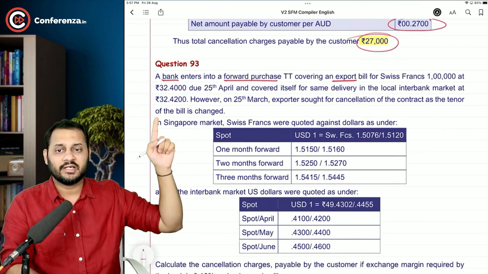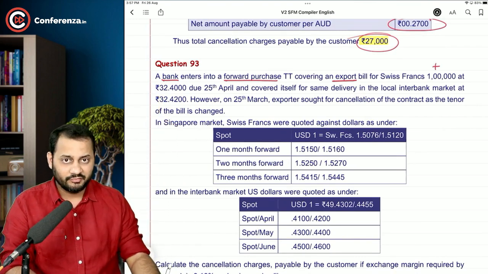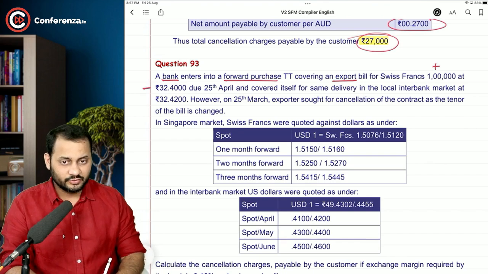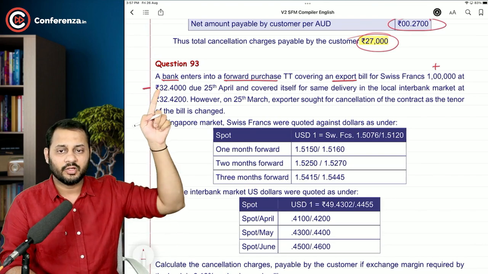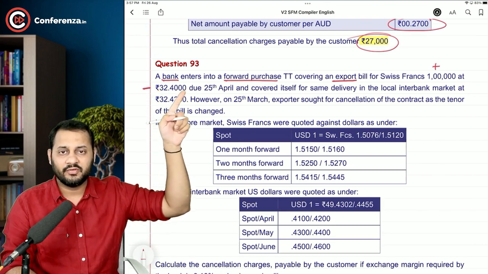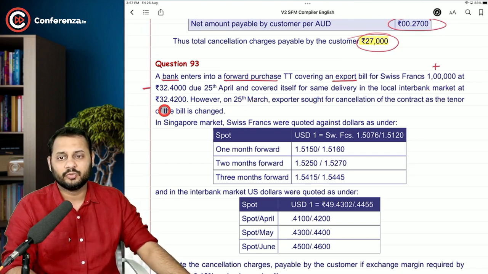And the rate that is agreed is 32.40. So once we buy this Swiss franc as a bank, this is going to be our outflow. Buying means purchasing, cash outflow. Okay. Due on 25th April, and covered itself for the same delivery in the local interbank market at 32.42.